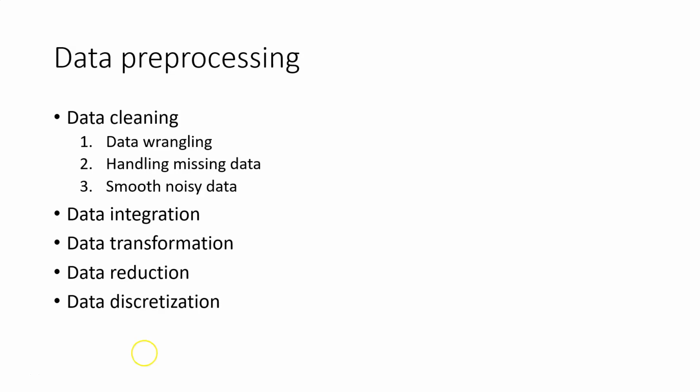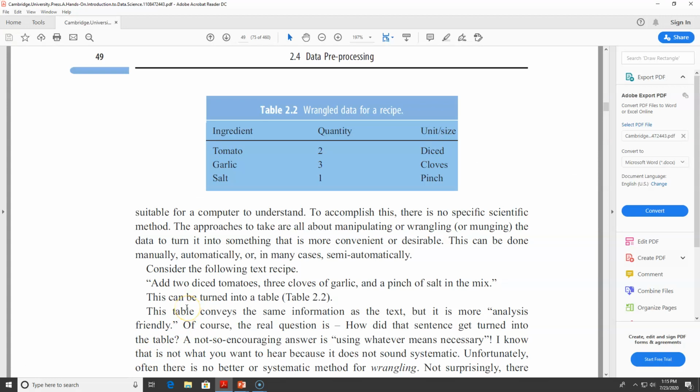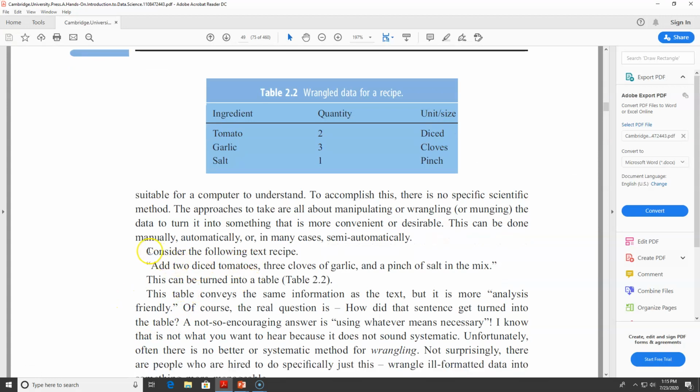Let's take an example. Here, consider the following text recipe. This is the data given to you. This is a source data. Which one? Add 2 diced tomatoes, 3 cloves of garlic, and a pinch of salt in the mix. Actually, again, it's free form text. Okay, you and me can very easily understand what we have to do. But how can we transform it into an appropriate form that will be recommended for data analysis?